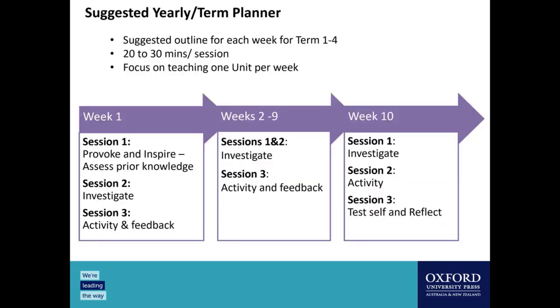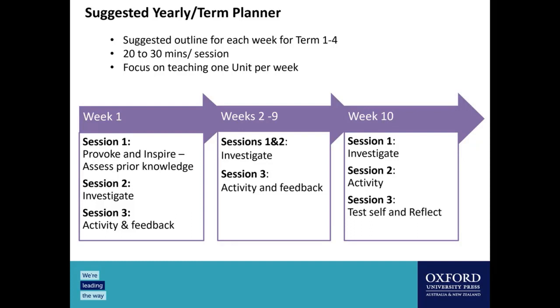The suggested yearly term planner is also referenced at Oxford Hour. So there's a suggested outline for each week from terms 1 to 4. 20 to 30 minutes is suggested for each session, with a focus on teaching 1 unit per week. So you'll see there are between 6 and 8 topics in each of the student books from years 1 through to 6. In each of those topics there are a number of units, and inside those units is where you will fit these sessions through the weeks of your term as well.